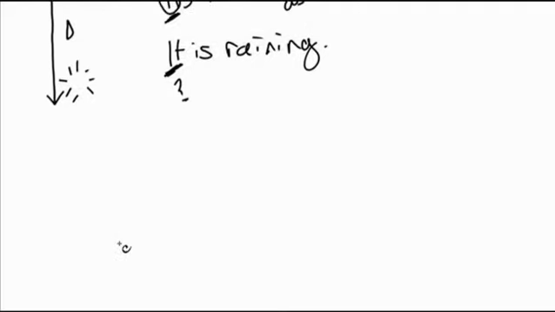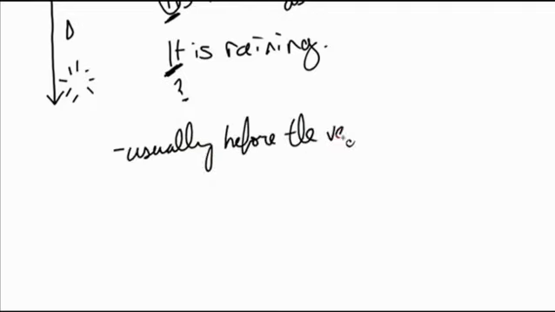Well, there's a couple clues that a certain word or a certain phrase is a subject, okay? One of these clues is that it usually comes before the verb. Usually before the verb. So I could use a sentence like, he is nice, right? He is nice. Is is the verb, and he is the subject. The subject does indeed come before the verb.